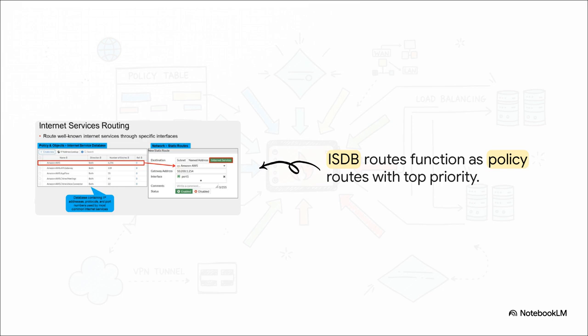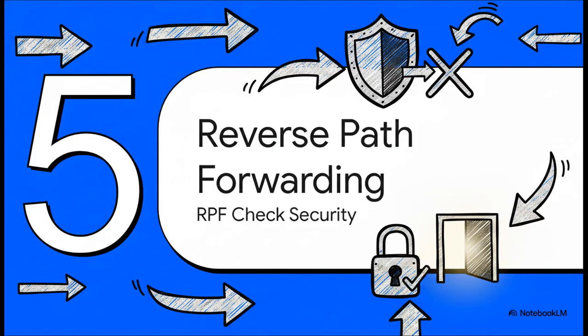Now, here is the real secret. Even though you configure this in the static route menu, ISDB routes actually function as policy routes. They get injected into the policy routing table, meaning they take top priority over standard routing. Netflix goes exactly where you want it to, instantly, without you lifting a finger. Pretty cool, right?